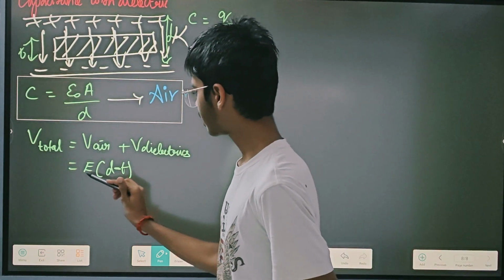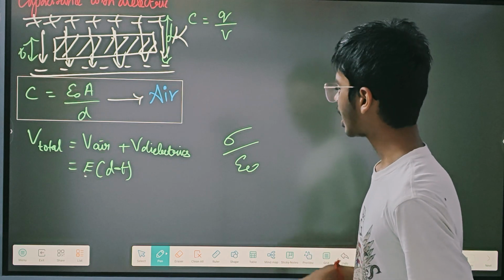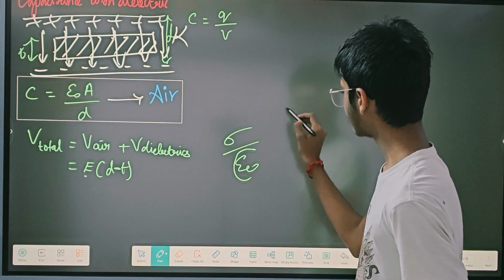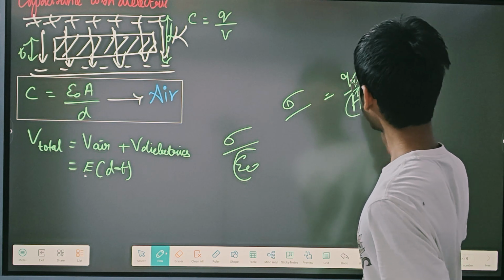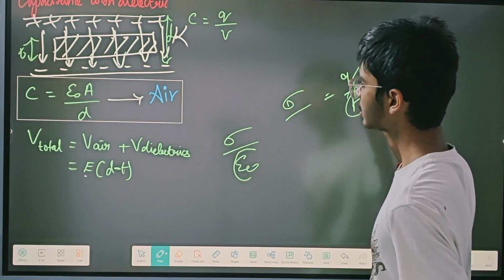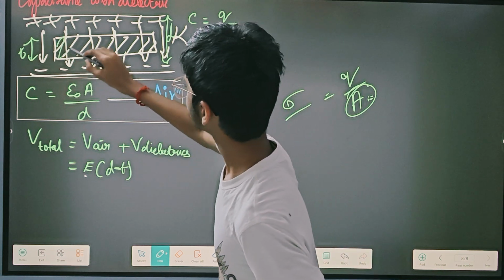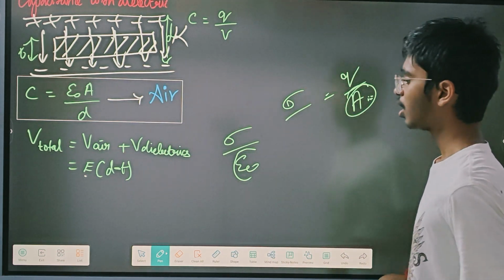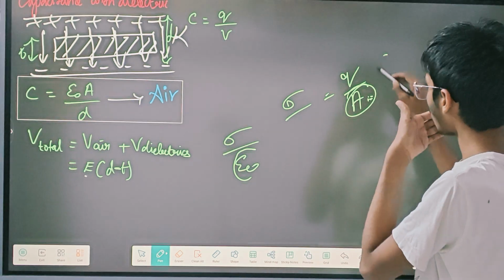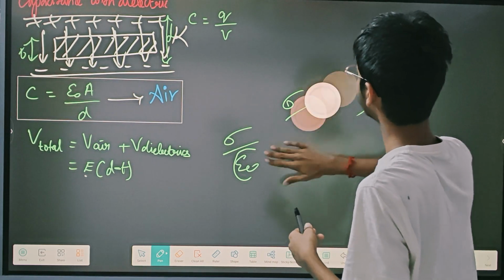Here, if you want to put sigma by epsilon naught in place of E, then the sigma is having what? Q by area, right? So this area you have to exclude. Since we are discussing area, you have to exclude this particular area. For that you have to multiply it by d minus t.